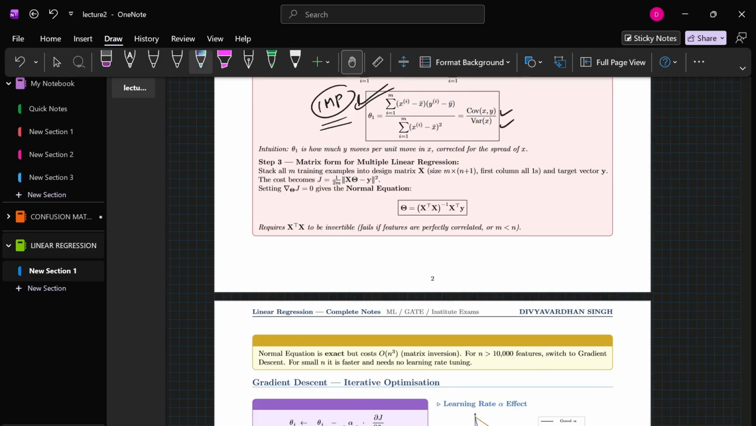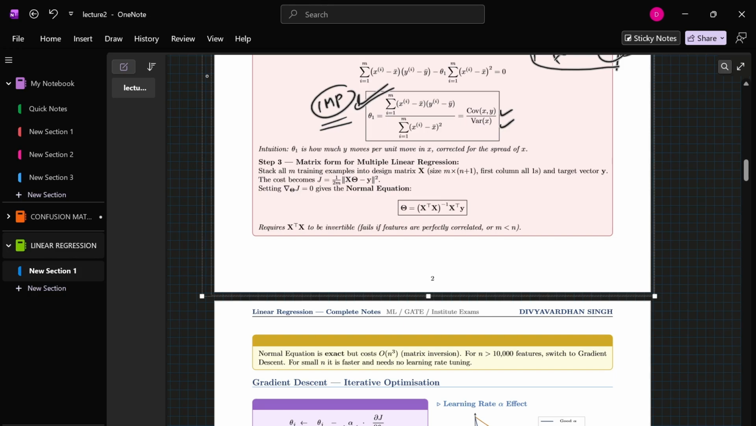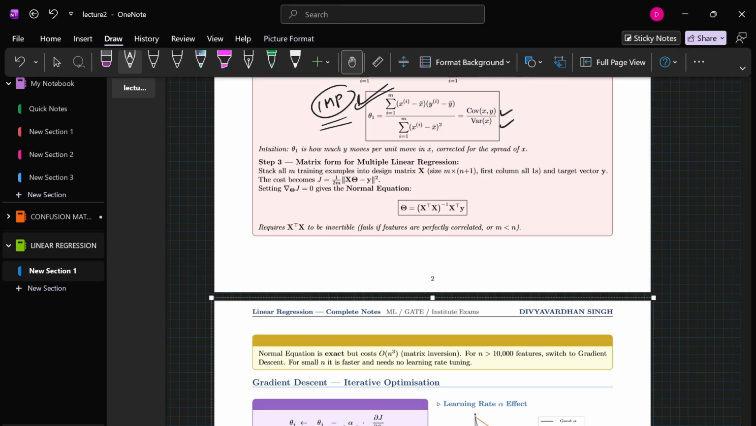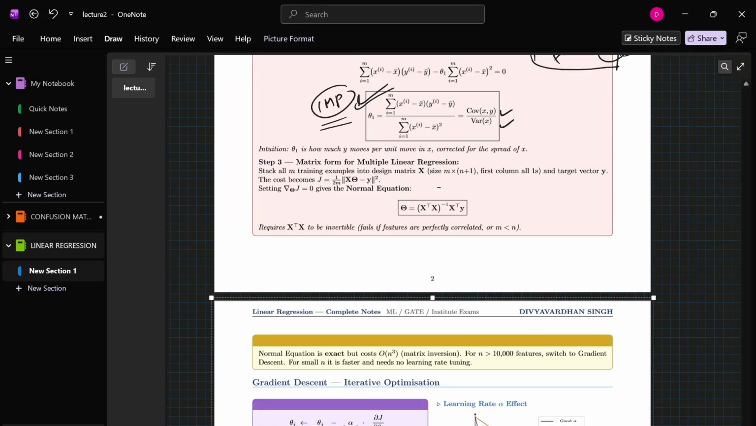In the third step, you directly get the multiple linear regression equation, the normal equation, which is the gradient with respect to beta. You have to directly learn this formula. This symbol we'll call beta. Beta equals X transpose X whole inverse into X transpose y. Now, to tell you how I learned this: you write it like X beta equals y.